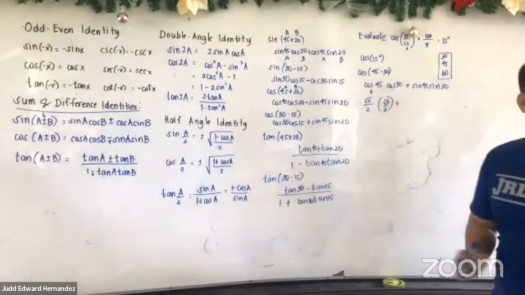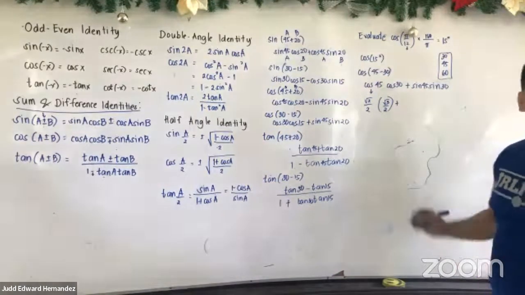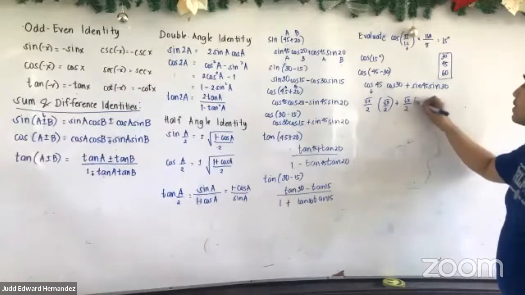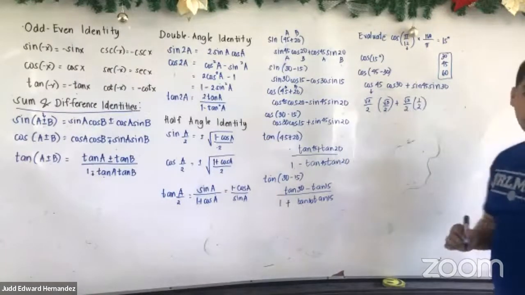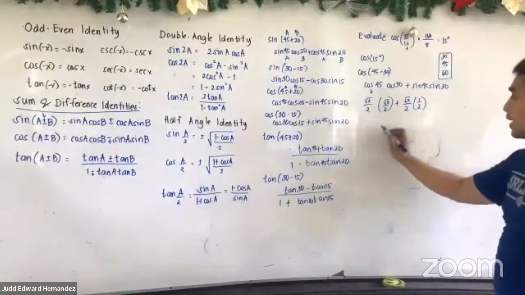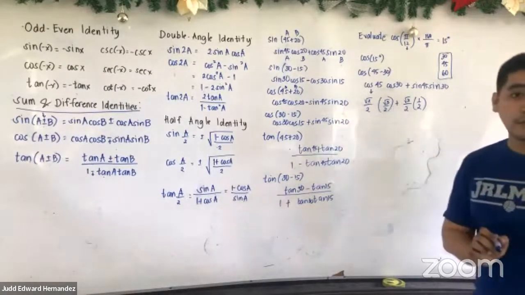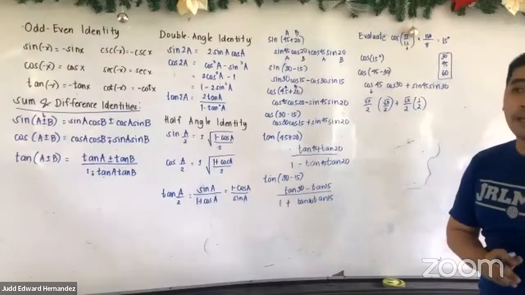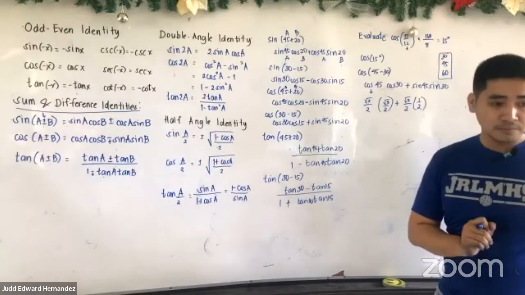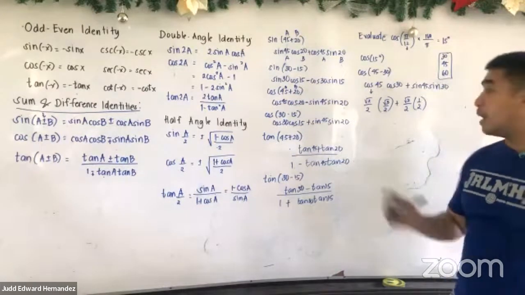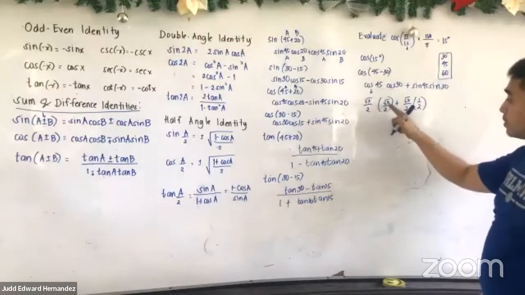Plus, what is sine 45? Sine 45 is square root of 2 over 2, and sine 30 is 1/2. Simplify. Multiply natin ha. Square root times square root. Anong mangyayari kapag dalawang square root? Ano na lang imumultiply natin? Imumultiply na lang natin yung number sa loob ng radical. That is 2 times 3, 6.